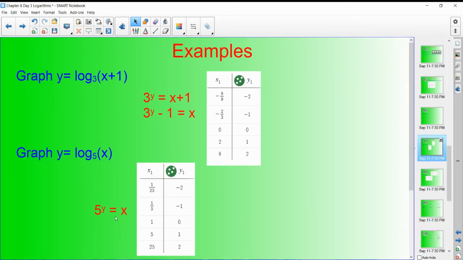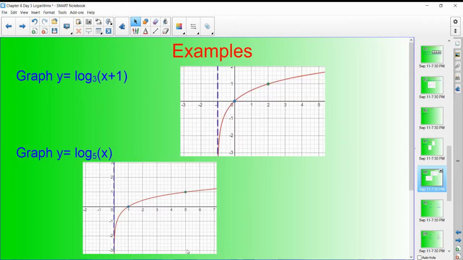Okay, here it's a little more straightforward. Put in y values. Once again, I say I like -1 to +1. In this case, I did -2 to +2. I did a few more. And if you plot the graphs, they look like this.